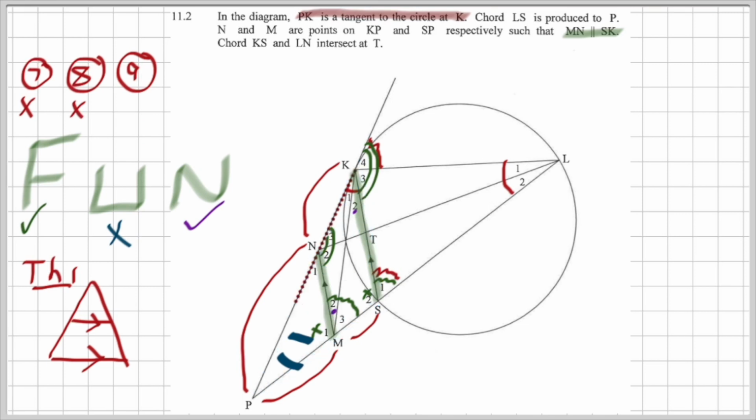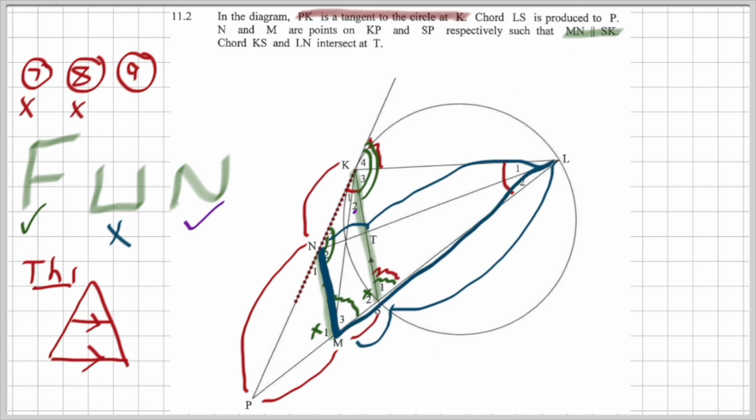I'm going to erase that because I need to be clear that I've got another triangle there, where I can use that LS over SM is LT over TN. In that triangle, my lines are not going straight today. In that triangle there, that LS over SM is LT over TN.